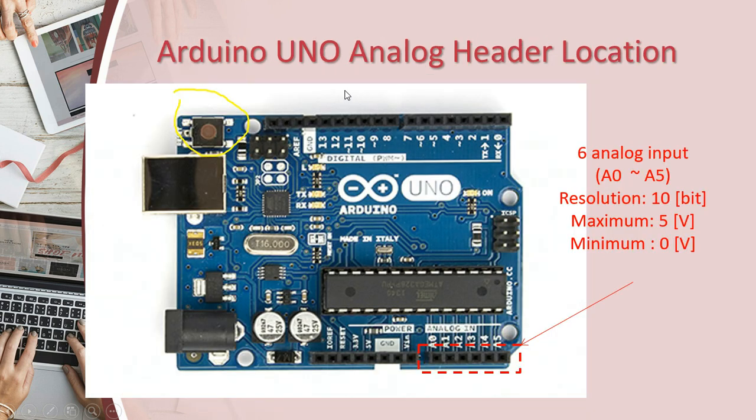Okay, Arduino Uno analog header location. Where is the analog header on the Arduino? Now the analog location we have here is A0 until A5. You know how many analog inputs we have already? 6, A0 until A5. This one you will have 5 volt maximum, 0 volt minimum. But this still depends on the input reference.